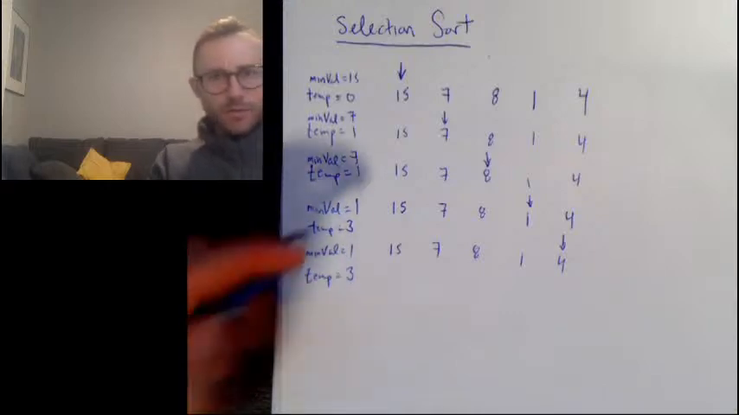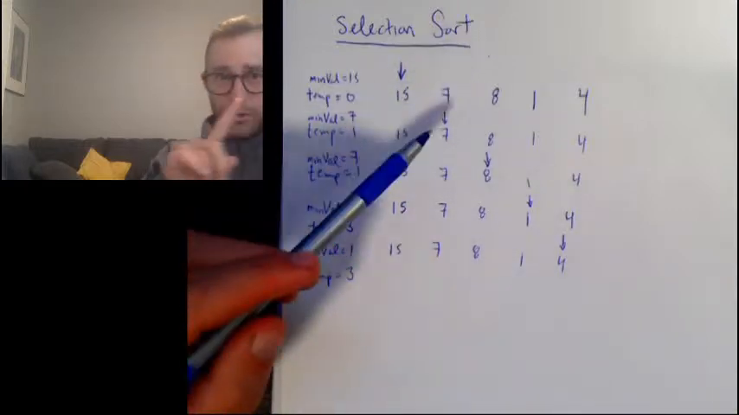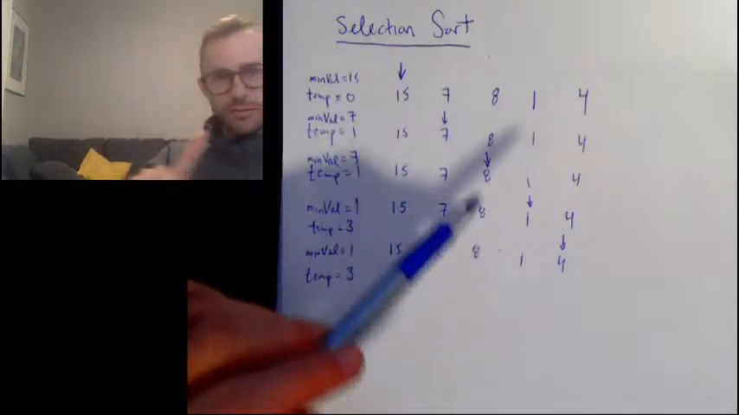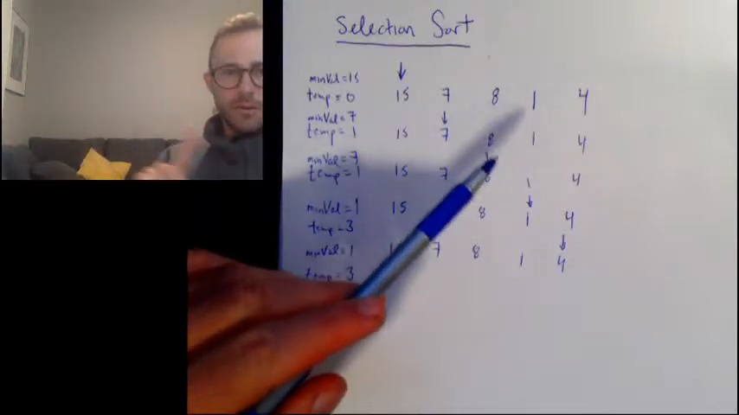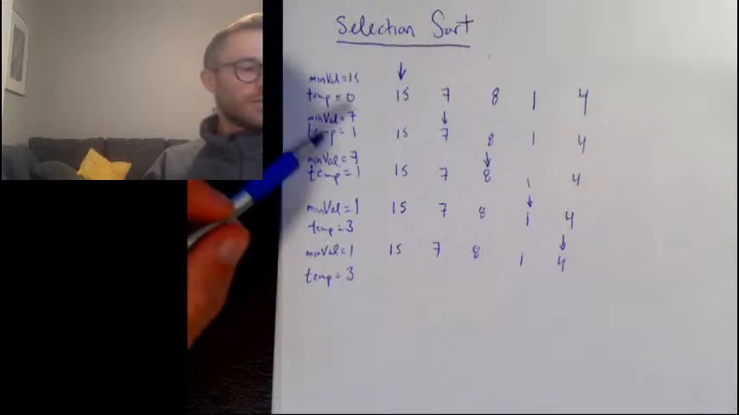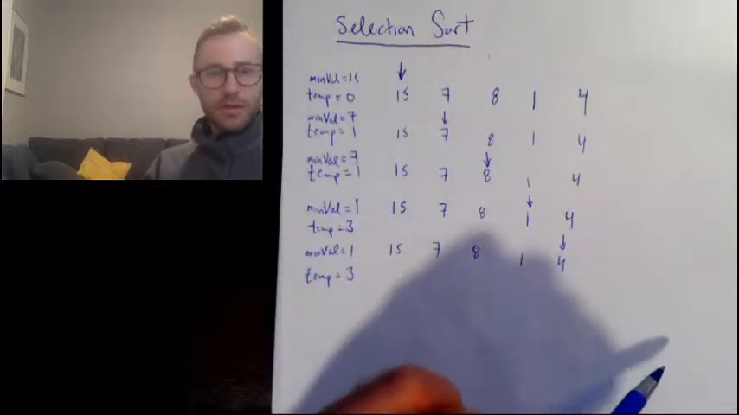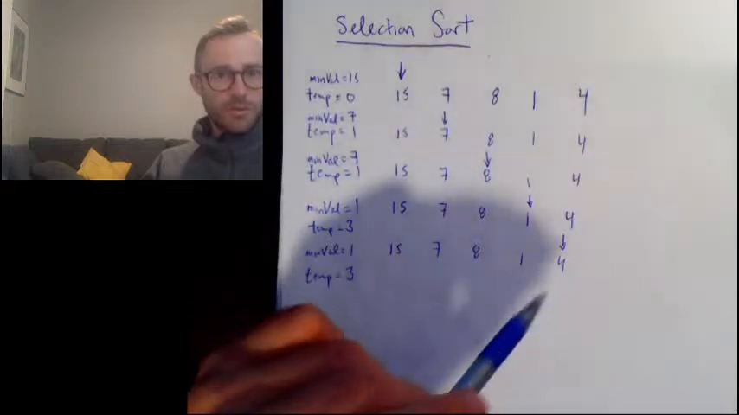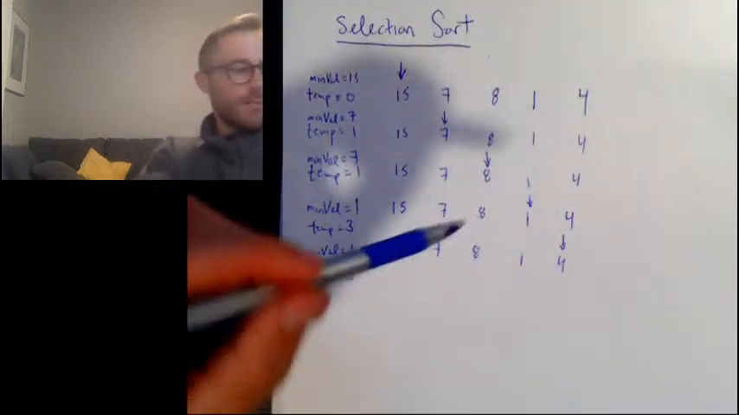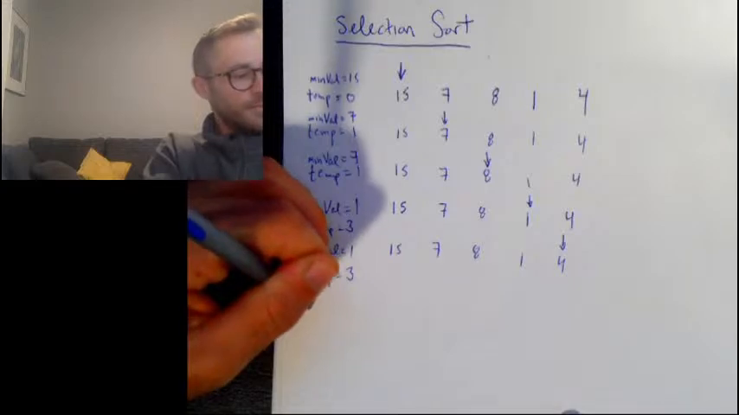Okay, so I've gone all the way through the array, and as I go through, I look for the smallest element, okay? And I store the index and the value of the smallest element. So now, once you've gone through the array once, you move the smallest element to the front of the array, okay? So now we move it to the front.